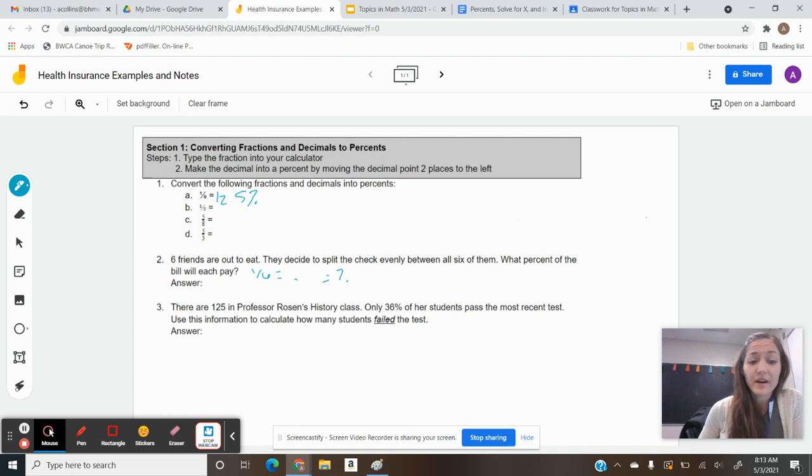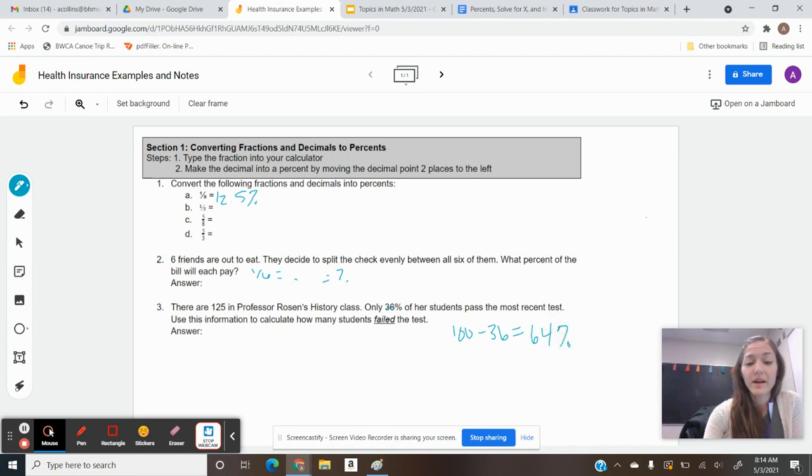Number 3, there are 125 students in Professor Rosin's history class. Only 36% of her students passed the most recent test. Use this information to calculate how many students failed the test. So there's a few things that you have to do in this one. So we know that 36% passed, which means if we take 100 minus 36%, okay, because there's 100% of students in class, 36 of them passed, 64% of them failed the test.